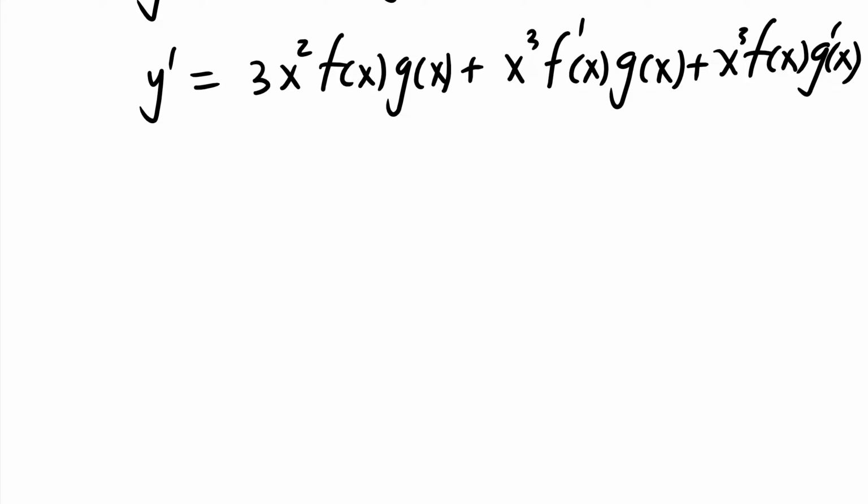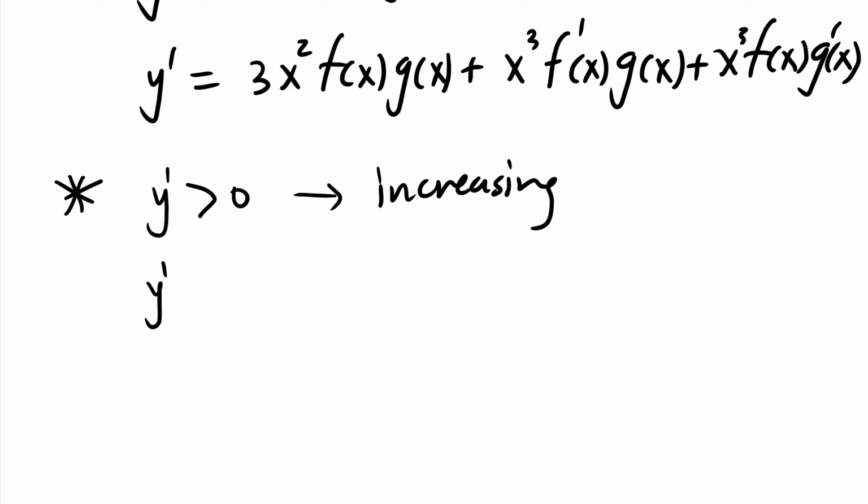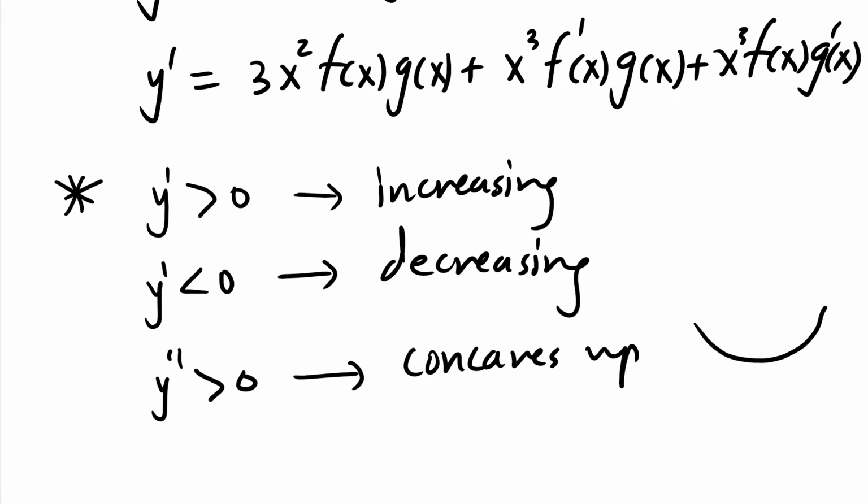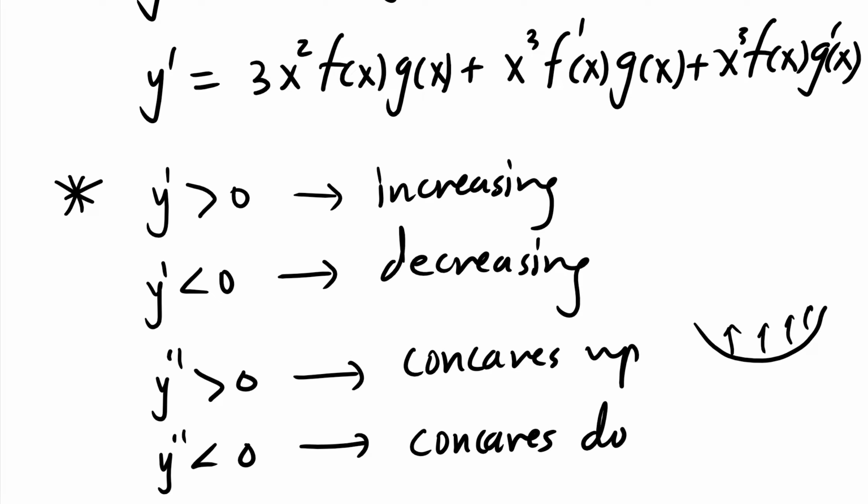Next one, good to know: when y prime is bigger than 0, that means the function is increasing. Y prime less than 0 means decreasing. Y double prime bigger than 0 means concave up. Concave up means something like this. Y double prime less than 0 means concave down, something like this.